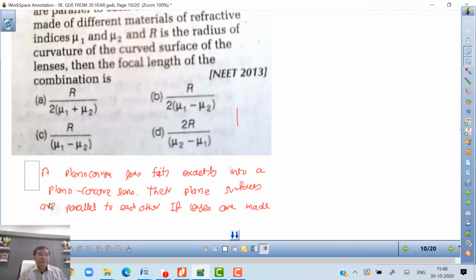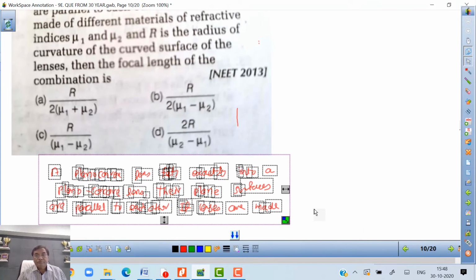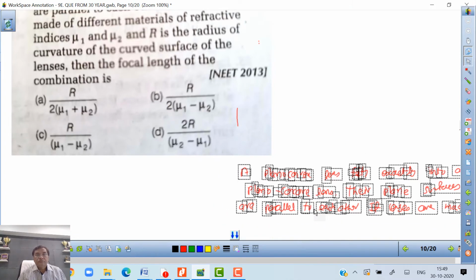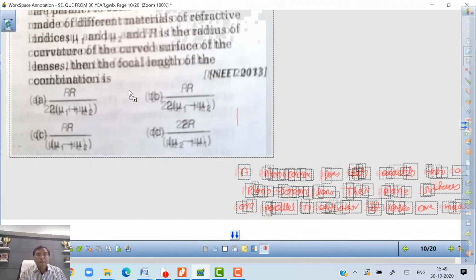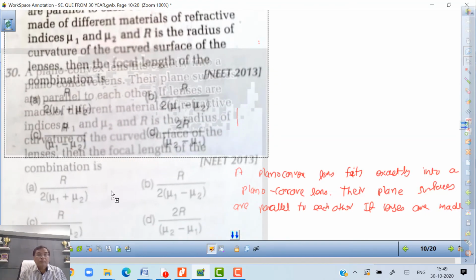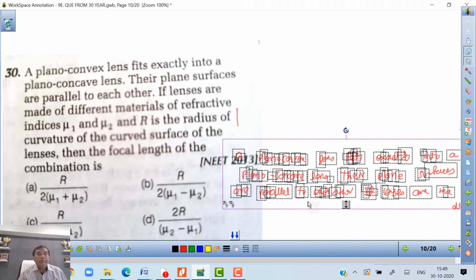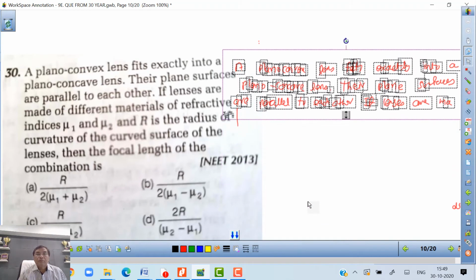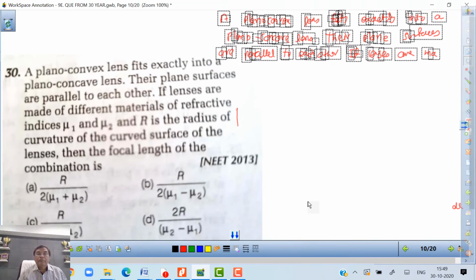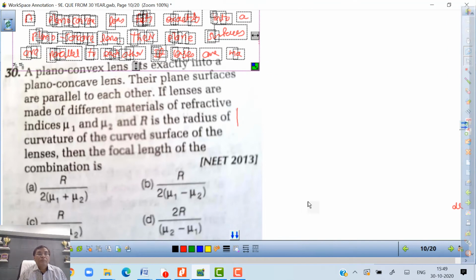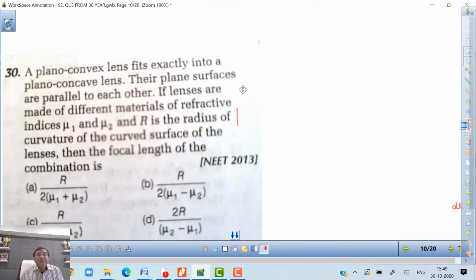એક ક્વેશ્ચન કટ થઈ ગયો છે પણ એડજસ્ટ કરી નાખું. હતું ઉપર વ્યૂ ગયું હતું. It is already there. A plano convex fits exactly into, right? Already there.